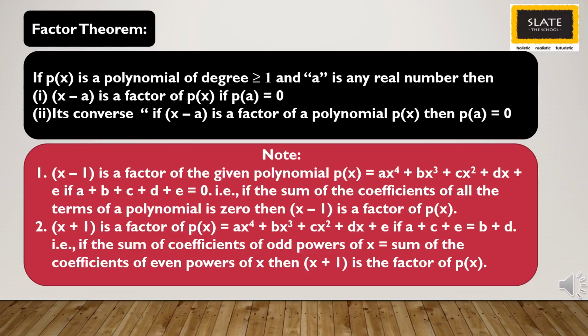Second point, x plus 1 is a factor of P of x equal to ax power 4 plus bx cube plus cx square plus dx plus e if a plus c plus e equal to b plus d. That is, if the sum of coefficients of odd powers of x is equal to the sum of the coefficients of even powers of x, then x plus 1 is a factor of P of x.